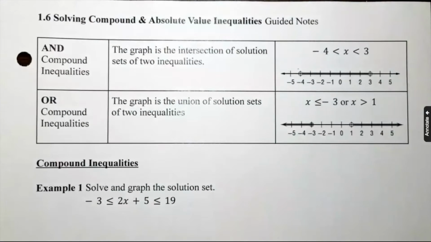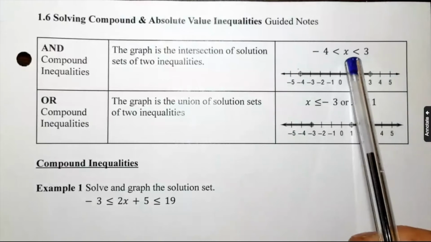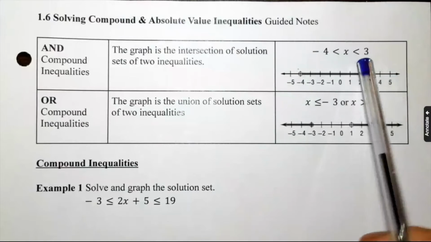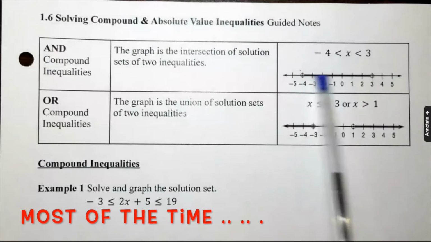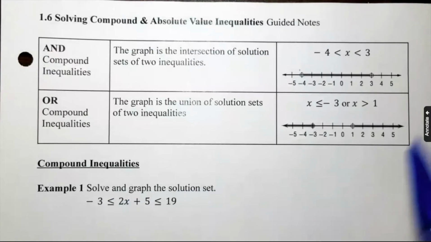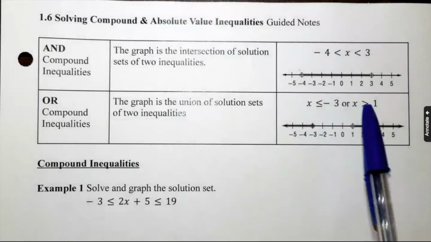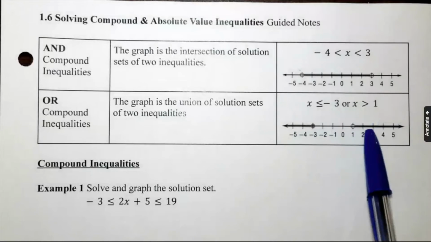2.6, solving compound and absolute value inequalities. We can see when we have a compound inequality, this says x is greater than -4 and x is less than 3. The picture will look like this. It's going in between the two, greater than -4, less than 3. When we have a compound inequality that says x is less than or equal to -3, or x is greater than 1, it will look like this.